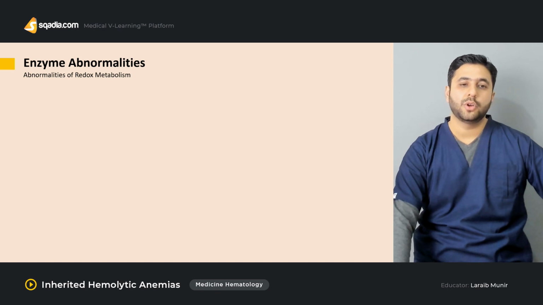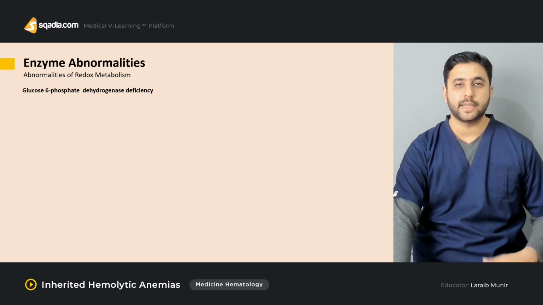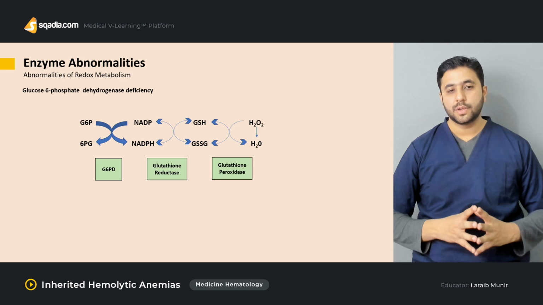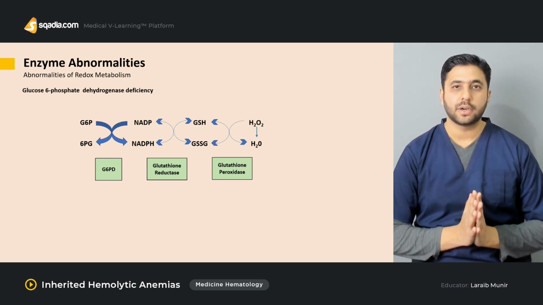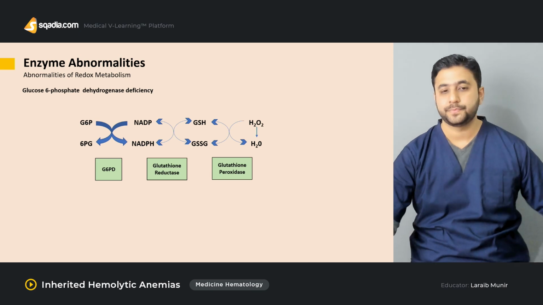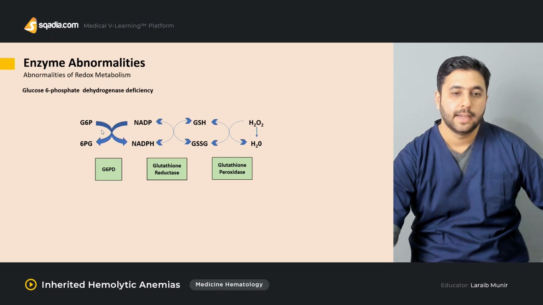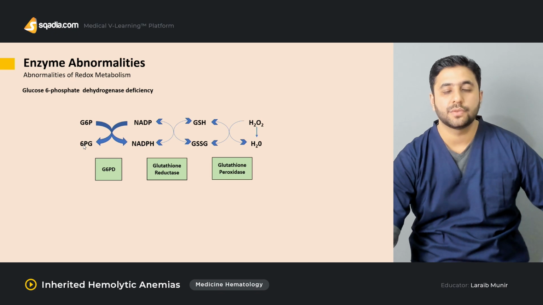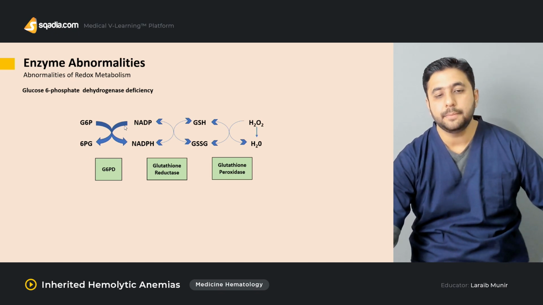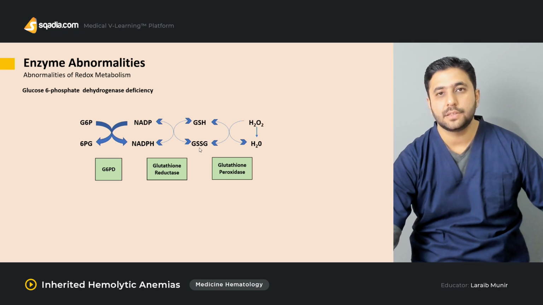One important enzyme abnormality to discuss here is the G6PD deficiency, or the glucose 6-phosphate dehydrogenase deficiency. Glucose 6-phosphate dehydrogenase is a very important enzyme because it leads to the development of NADPH. This is the step that G6PD carries out. G6P is converted into 6-phosphogluconate, and in turn the NADP is converted into NADPH. Now this NADPH is very important to reduce the oxidized form of glutathione. This is abbreviated as GSSG.